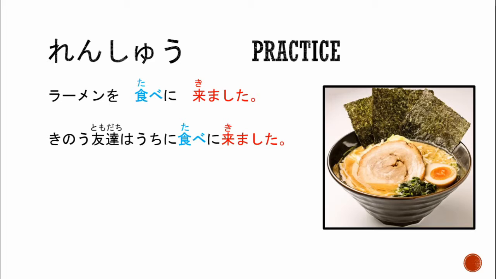In a real sentence, it could look something like this. 昨日友達はうちに食べに来ました. 友達 is friend, and uchi means my house. So you could be telling someone that yesterday, a friend came to my house to eat ramen. Repeat that sentence after me to practice your pronunciation. 昨日友達はうちに食べに来ました.